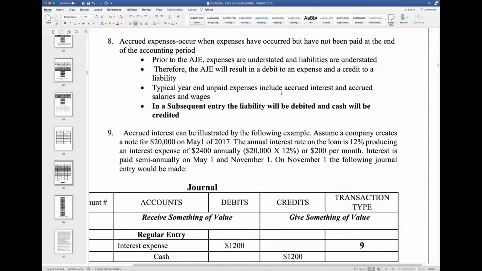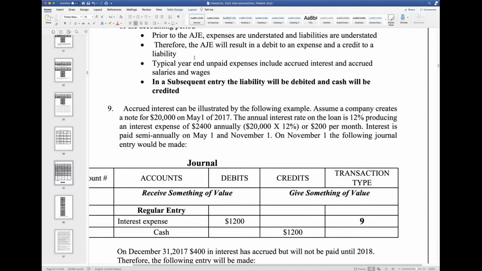So typically we have accrued interest and especially a lot of accrued salaries and wages, because very few people are paid on December 31st. They typically are paid later. Let's look at the first one involving interest.